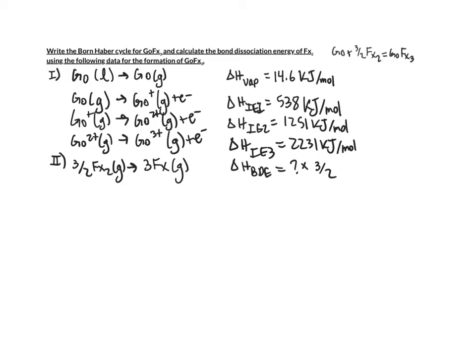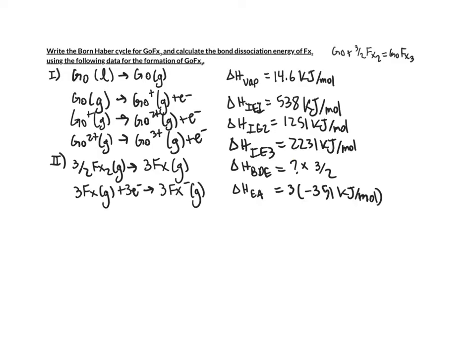Then we must change that into its ion, and we will use the enthalpy of electron affinity, which will turn our 3FX, and we will make sure we put our 3 electrons on the left, to 3FX minus gas, and we must make sure to remind ourselves to multiply the enthalpy by 3.